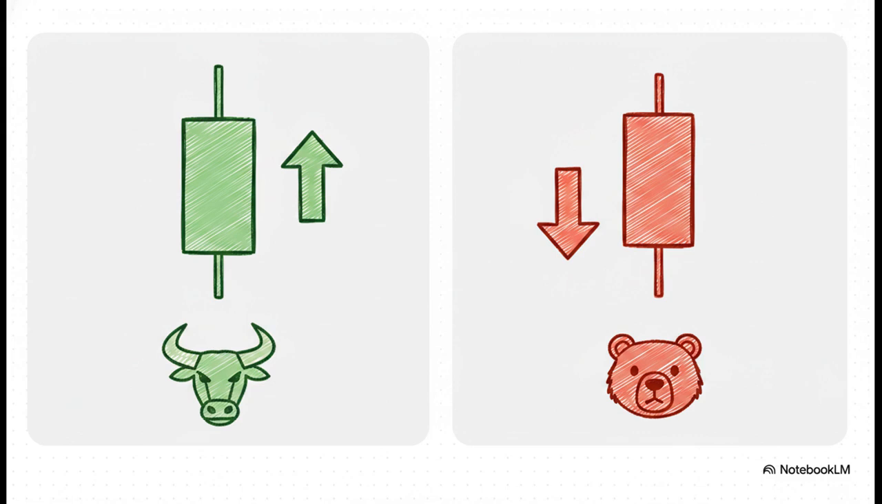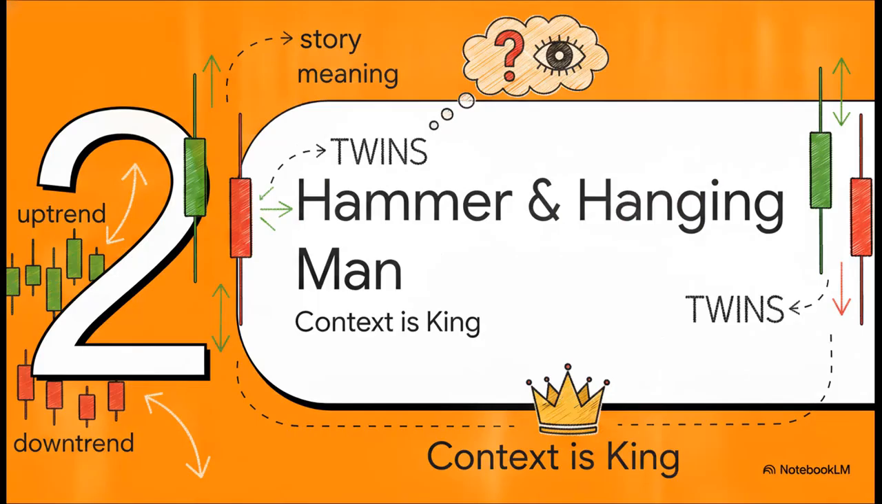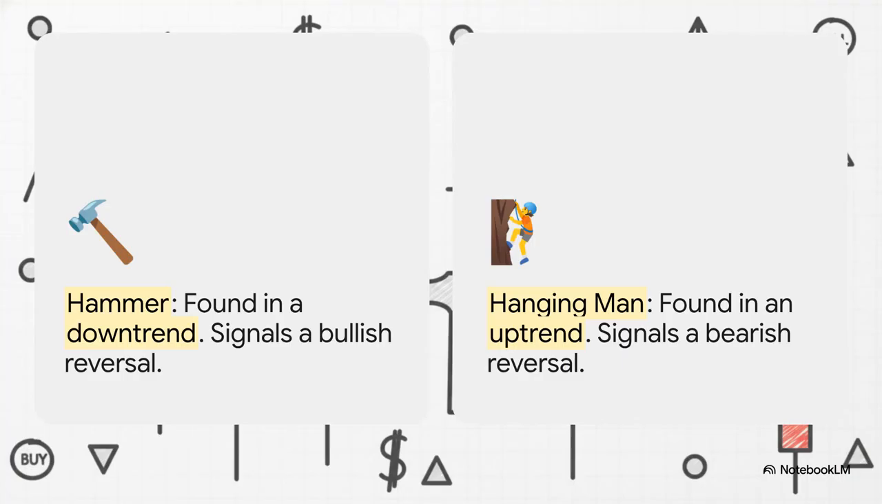The wicks might look exactly the same, but the battle's winner comes down purely to where that price opened versus where it closed. Moving on to Section 2, Hammer and Hanging Man. Context is king. Look really closely at these 2. Visually, they're totally identical. They both have a small body at the top and a long lower wick that's about twice the size of the body.